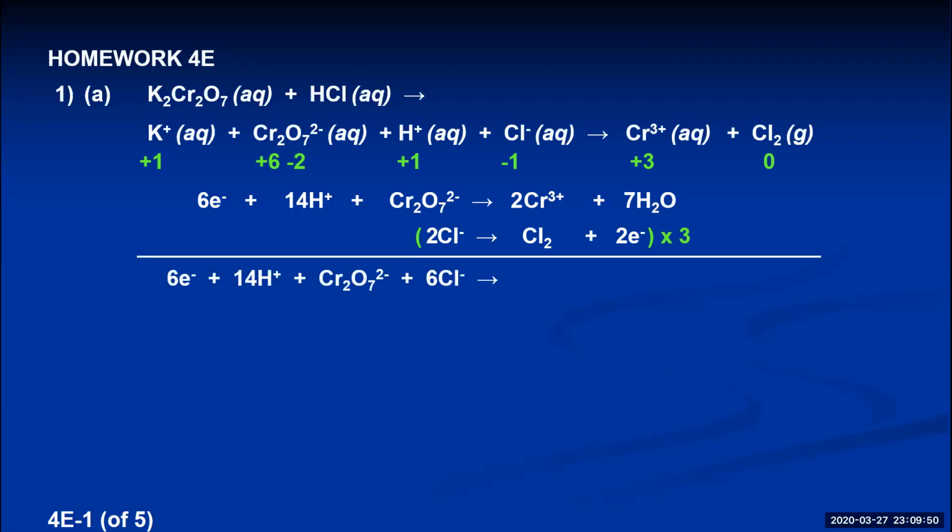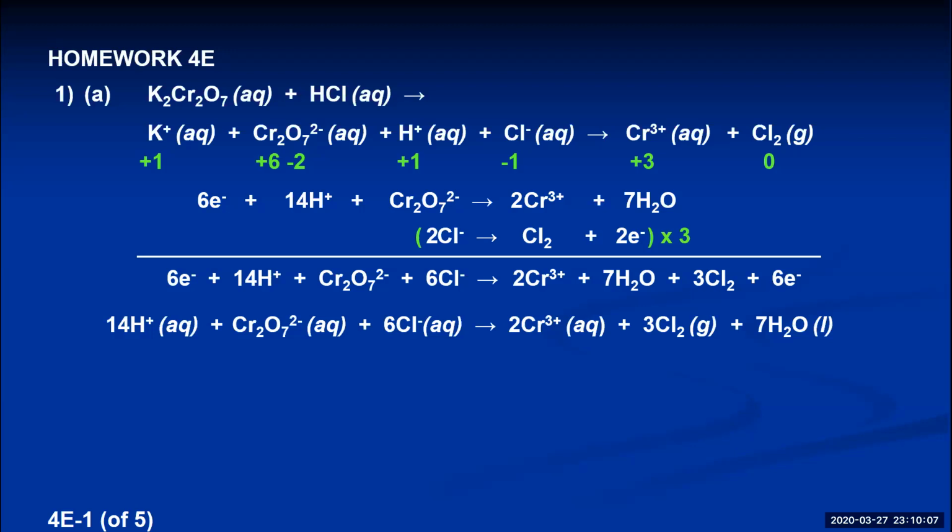When we add those together then, the products will now be 6 electrons plus 14 hydrogens plus a dichromate ion plus 6 chlorides yields 2 chromium 3s plus 7 waters plus 3 Cl2s plus 6 electrons. 6 electrons cancel out, and what's left over leaves us the net ionic equation. 14 hydrogen ions aqueous plus dichromate ion aqueous plus 6 chloride ions aqueous yields 2 chromium 3 ions aqueous plus 3 chlorine gas molecules plus 7 water molecules that are liquid.